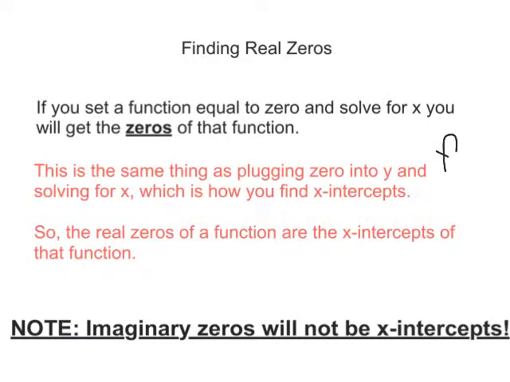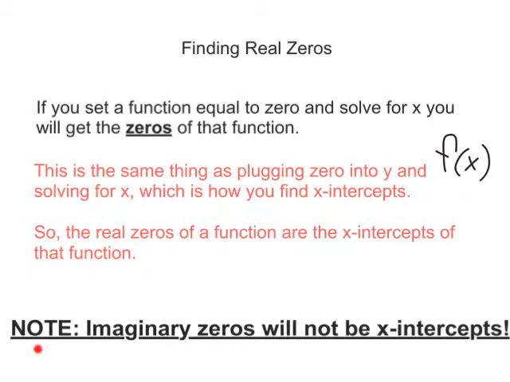So what you would be doing is replacing f of x with 0. Plug 0 in, put 0 on one side of the function, however you want to think of it, so that the real zeros of a function are the x-intercepts of the function. It's the same thing. So when you find real zeros, you are finding the x-intercepts of that particular function.